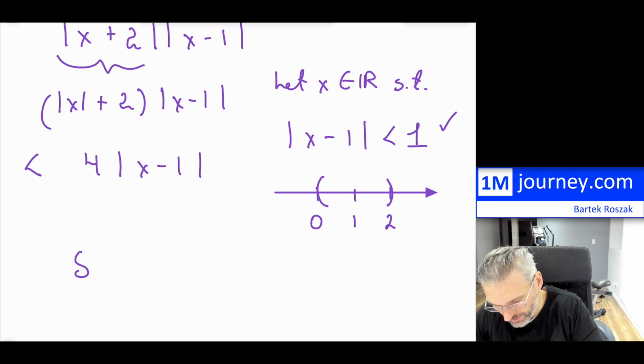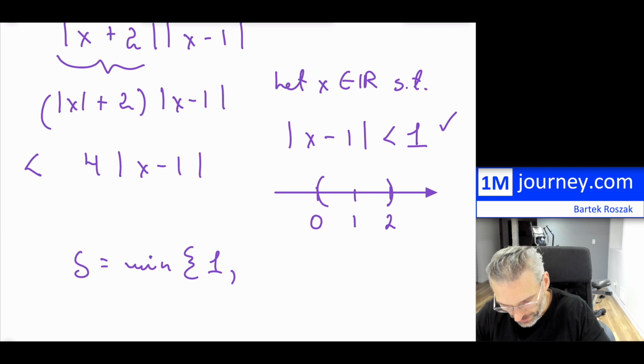You found your delta. So delta again is going to be the minimum of 1 and, in this case, epsilon over 4.